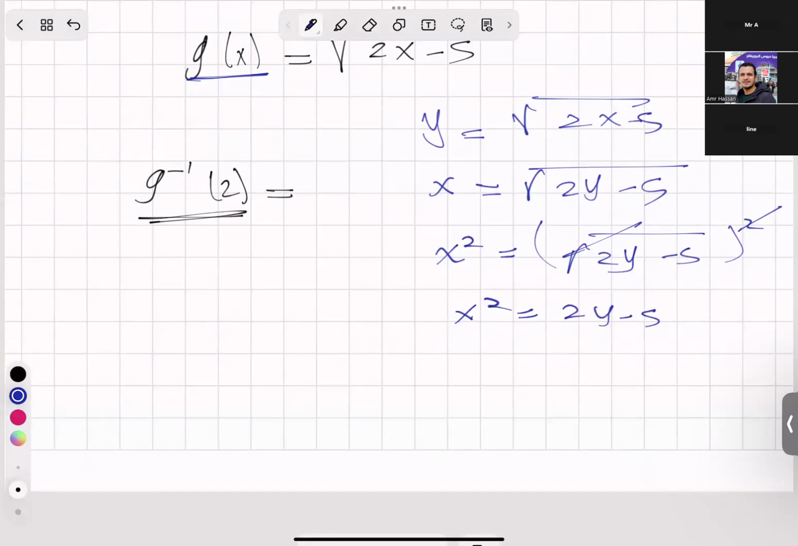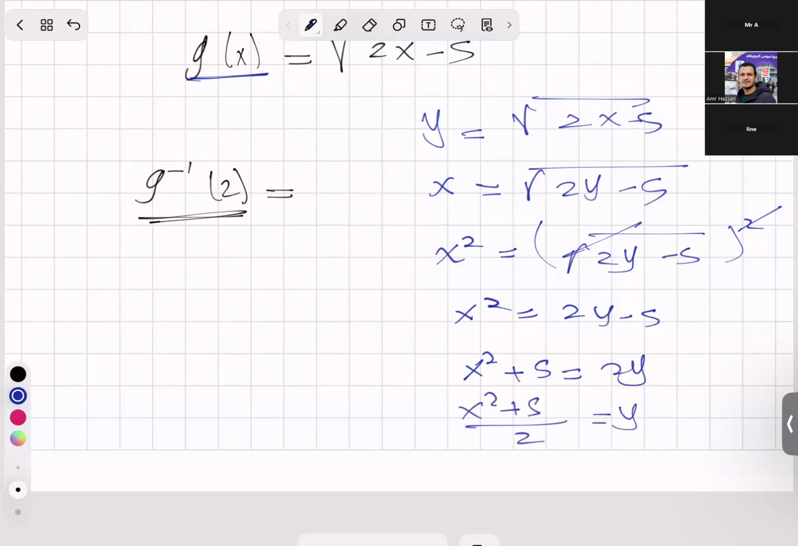Now I just think of isolating y by itself. So it's going to be x squared plus 5, which equals 2y. So let me write y equals x squared plus 5 divided by 2, right? So I think it's obvious. Right now, it's time for plugging in.